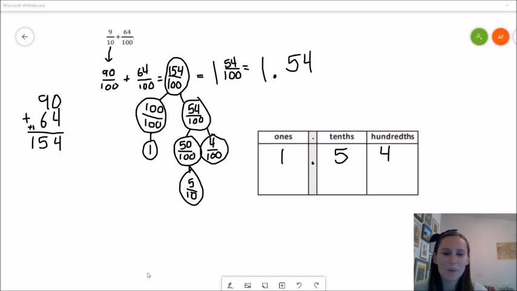Our goal that we started with at the beginning of lesson 12 was that we would be able to apply understanding of fraction equivalence to add tenths and hundredths. So we have found a few different ways we can do that using a place value chart, using our area model, or using multiplication to find equivalent fractions to be able to add our tenths and our hundredths.